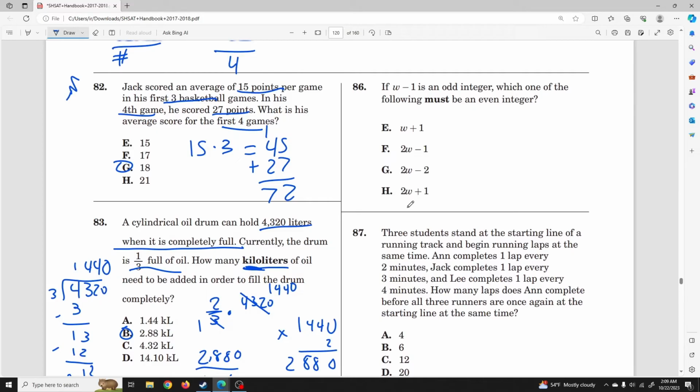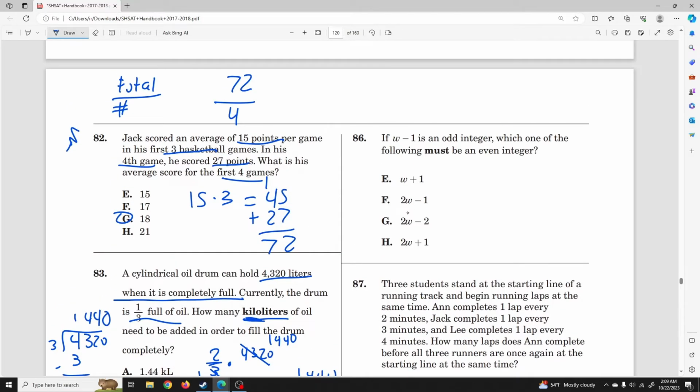Alright, so moving up to number 86, it says w minus 1 is an odd integer. Which one of these must be an even integer, right? So if we look at how numbers work, we have 1, 2, 3, 4, 5, 6, 7, 8, 9, 10. Notice how they're saying integers. Integer is a non-negative number, and it's also non-zero. So the way the numbers work is it's going to start off with odd, then even, then odd, then even, odd, and so on and so forth, right? 1 is odd, 2 is even, 3 is odd, 4 is even, and it's just going to repeat in that pattern.